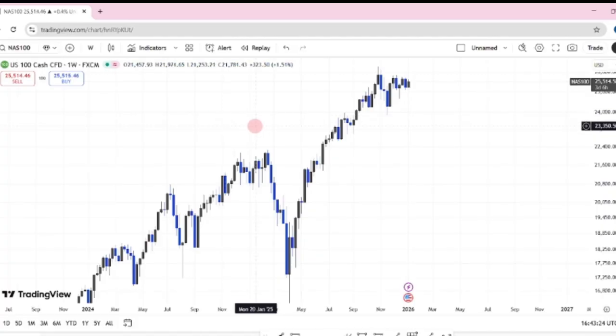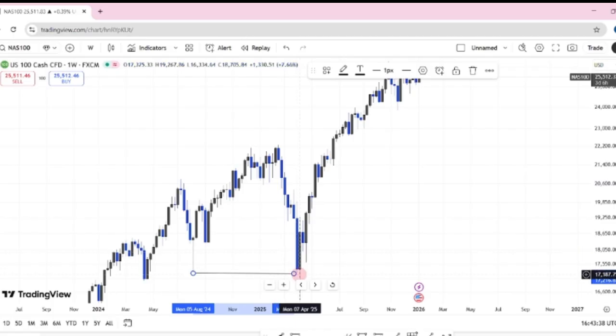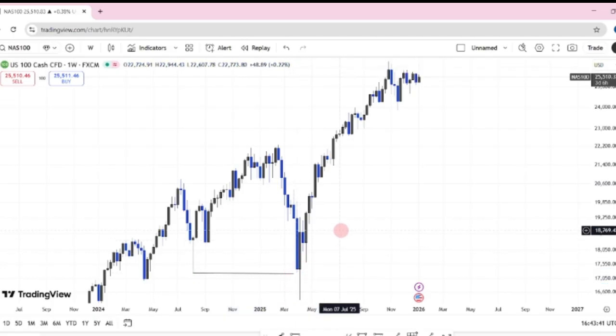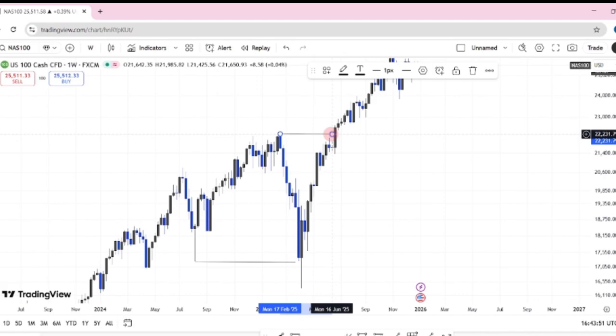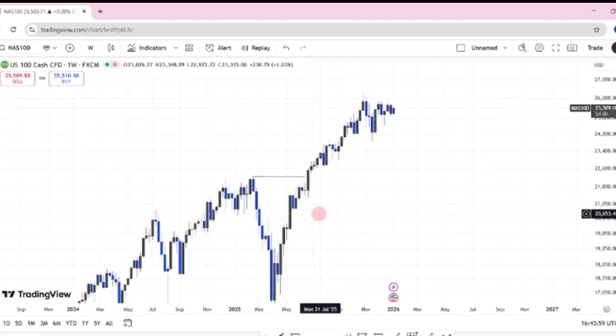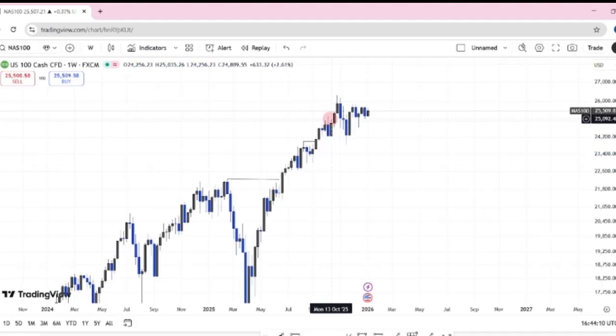This is NAS100 on the weekly time frame, and on the weekly time frame, what can we see? We can see price swept this low. You can see we have this long wick to the downside, so price actually swept this low, giving us a valid break to the upside at this point. So price still continued in the opposite direction, that's to the upside. After having this break to the upside, we had this other break here. There was a valid break at this level on the weekly here, and after that we had this other break.